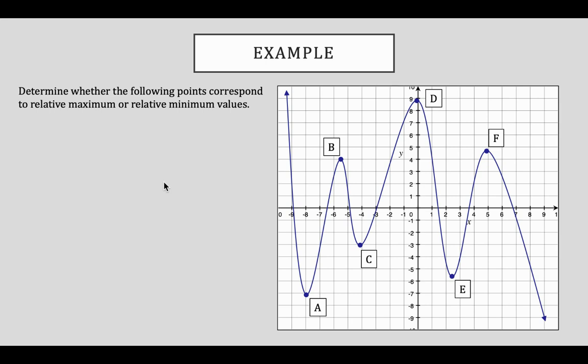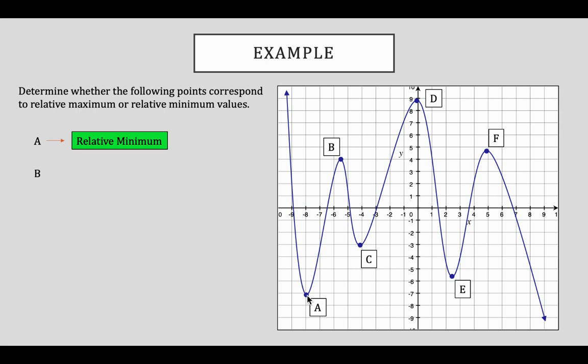Determine whether the following points correspond to relative maximum or relative minimum values. Well, let's start off with the point A. Notice that the y value associated with point A is less than the y value of points immediately to the left and to the right. If I go to the left and to the right of point A, the y values both go up. Because the y values of point A are less than the y values of points immediately to the left and right, A is going to be a relative minimum.